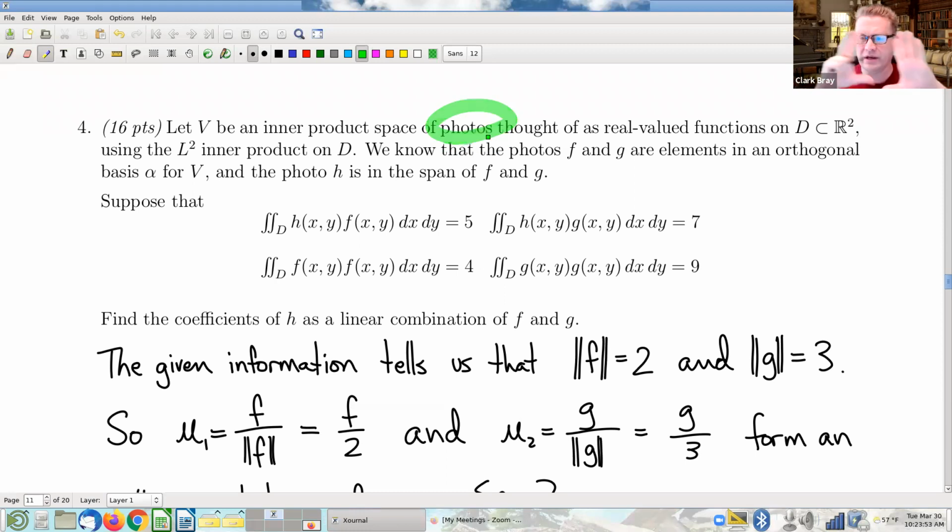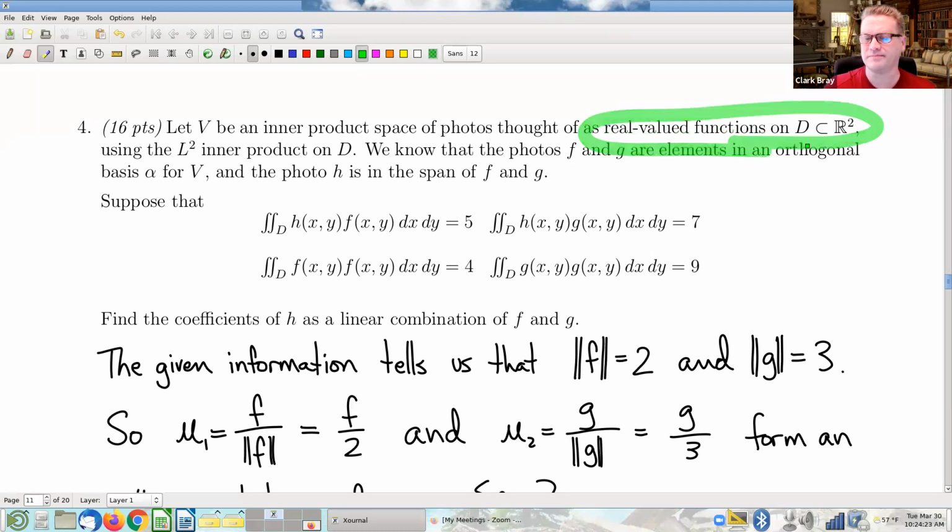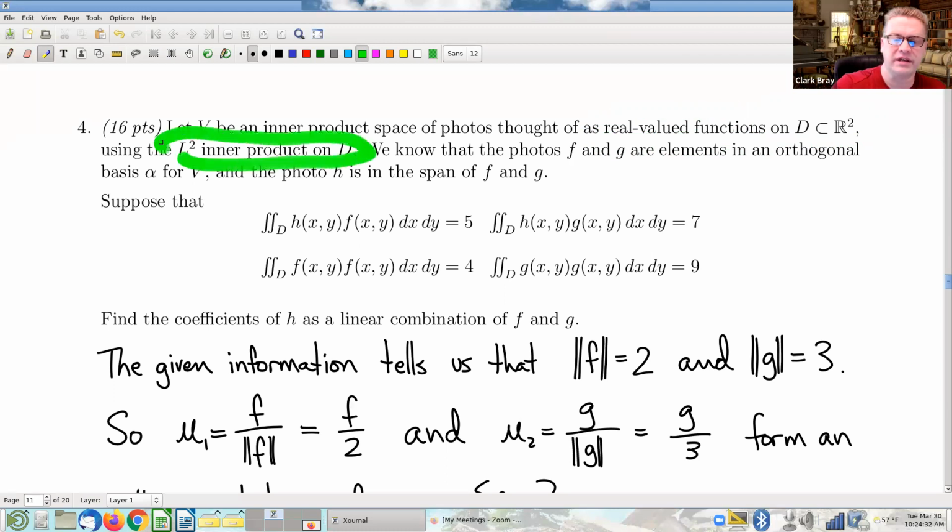A photograph means that every point in a rectangle, typically, there is an associated real value. I'm thinking of grayscale photographs. If color, it's maybe multiple real values, red, green, blue, something like that. Let's not worry about that. So grayscale photograph, how bright is that one pixel, right? It's a real value that you associate to each point on a rectangle, so it's a real valued function on a subset of R2, and that is certainly a vector space, and we're going to think of it as an inner product space using the L2 inner product.